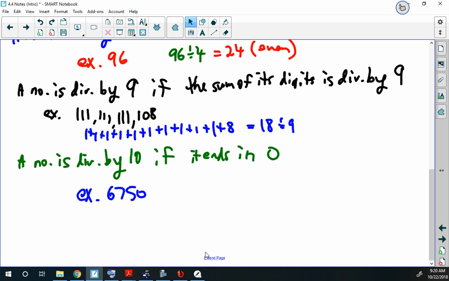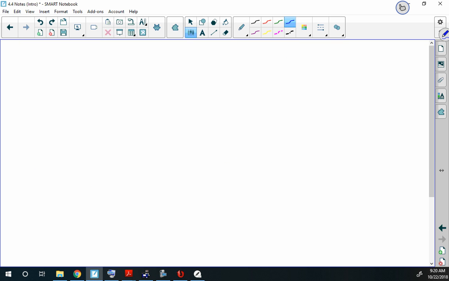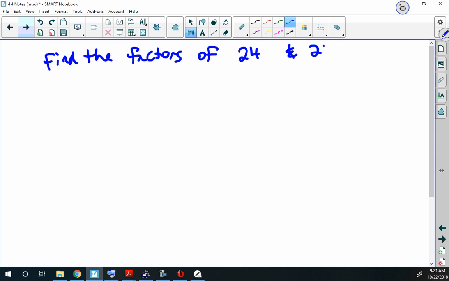Okay. So here's the last thing we're going to do then. We're going to do 2 more examples, and then this is it. Find the factors of these numbers. We'll do a nice easy one. We'll do 24, and we'll do a not so easy one, 288. 24 is a piece of cake, right?